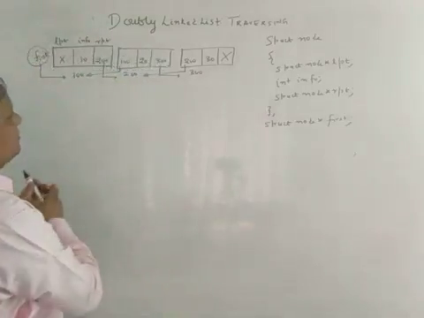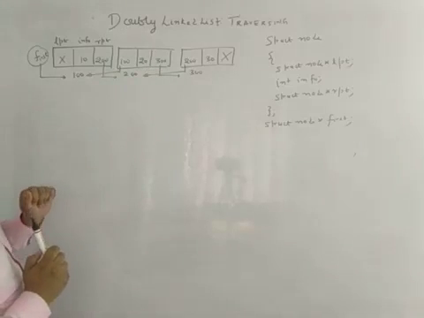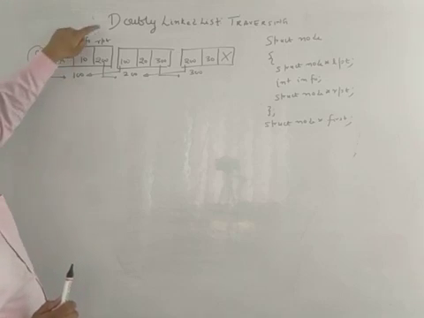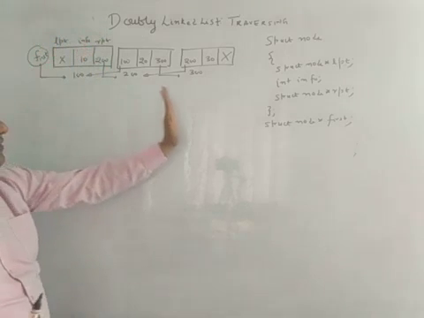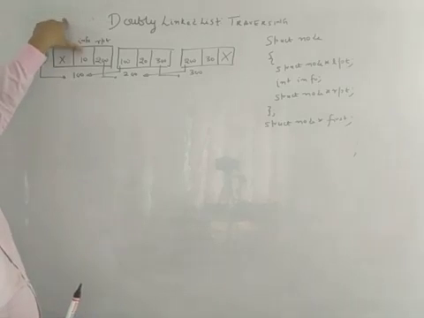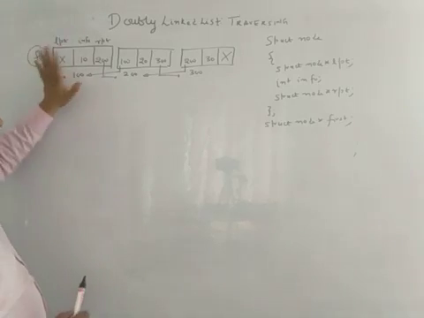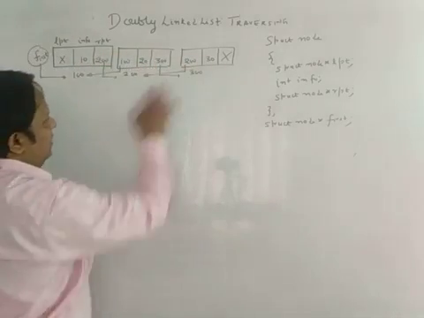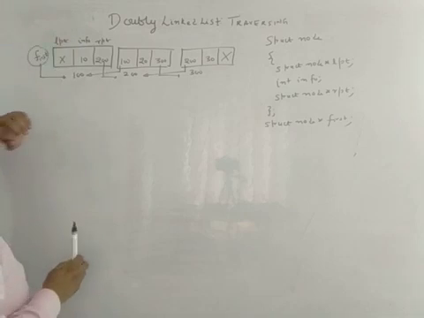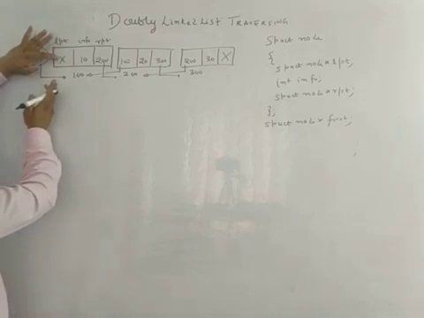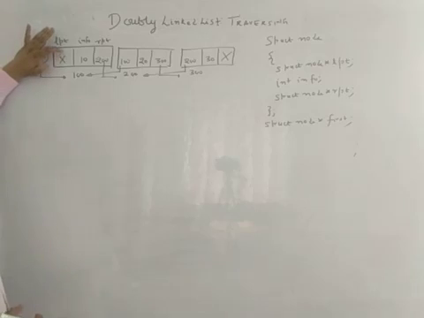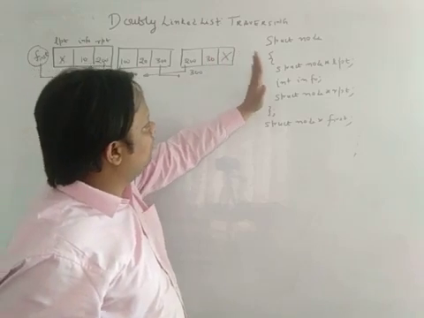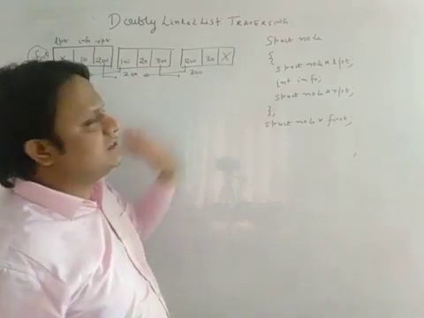In my doubly linked list, the structure consists of three parts. First is the left pointer, which contains the address of the left node. Then there is a right pointer, which contains the address of the right node, and there is an info part which contains your data. Let's suppose this is your doubly linked list having the info values 10, 20, 30. Since this is the first node and there is no node behind it, the left pointer will be null. Since this is the last node and there is no node ahead of it, this is null.